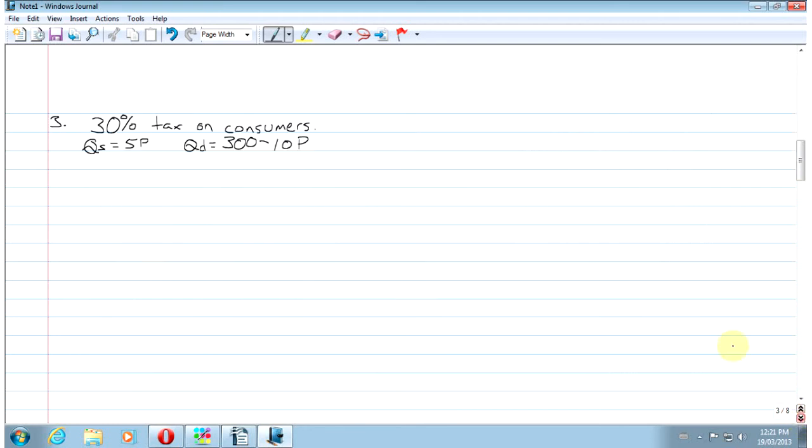Okay. Question 3 is a 30% tax on consumers. Okay, so to set up a sort of equality, PD equals 1 plus tau times PS. So PD equals, if this is 30%, then it's 1.3 PS, and that shouldn't really cause you any trouble. Okay, so what does that look like?